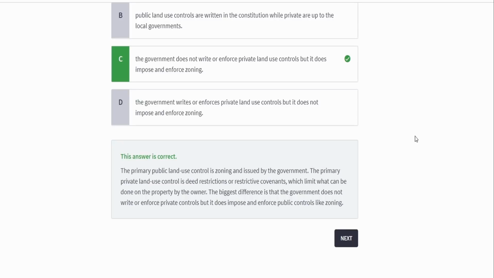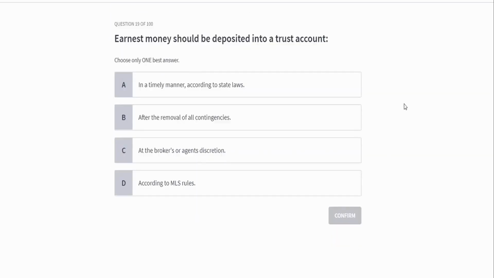But yeah, just to quickly recap in 5 seconds. The primary public land use control is zoning, and that's issued by the government. The primary private land use control is deed restrictions or restrictive covenants, which limit what can be done on a property by the owner. And again, the biggest difference is that the government does not write or enforce private controls, but it does impose and enforce public controls. Hopefully that makes sense. Alrighty, question 19.